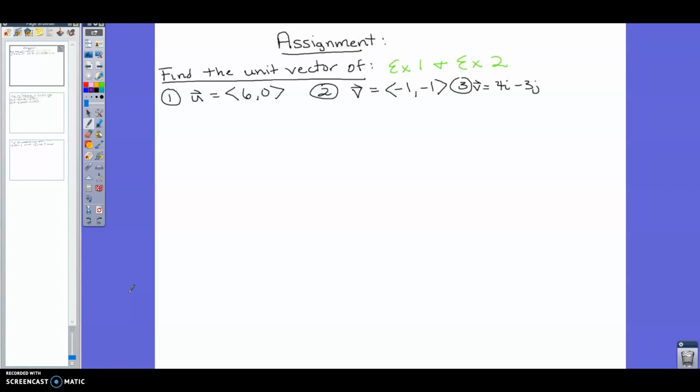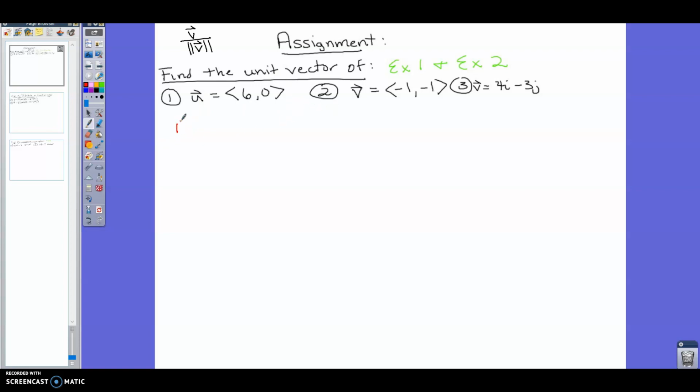Okay, so on this one, what we're being asked to do is find the unit vector. The way we find the unit vector is we take the vector and we divide it by its magnitude. So basically on this, we need to find the magnitude first, and then we're going to divide each of the x component and the y component by the magnitude.